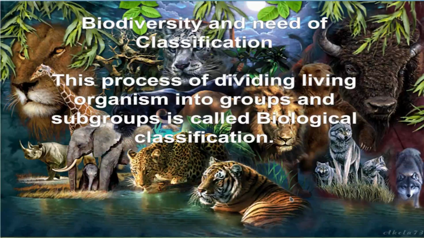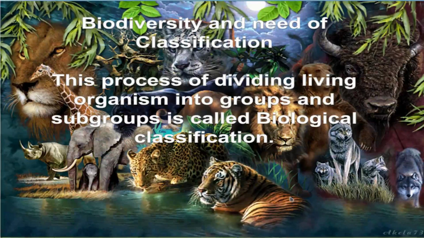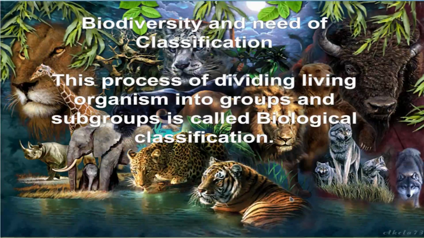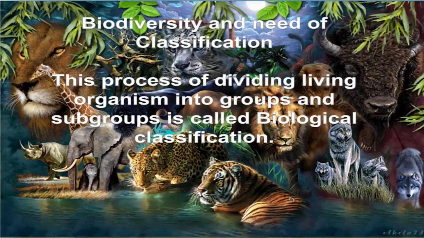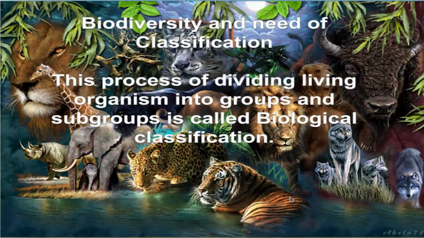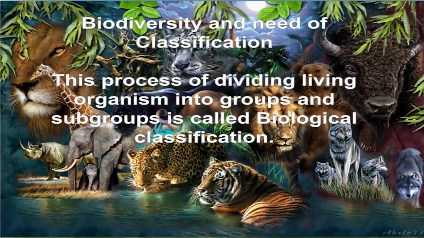As per the 2011 census survey, 87 million species of living organisms are seen on the land and the sea of the earth. So, this process of placing them in different groups we call biological classification.